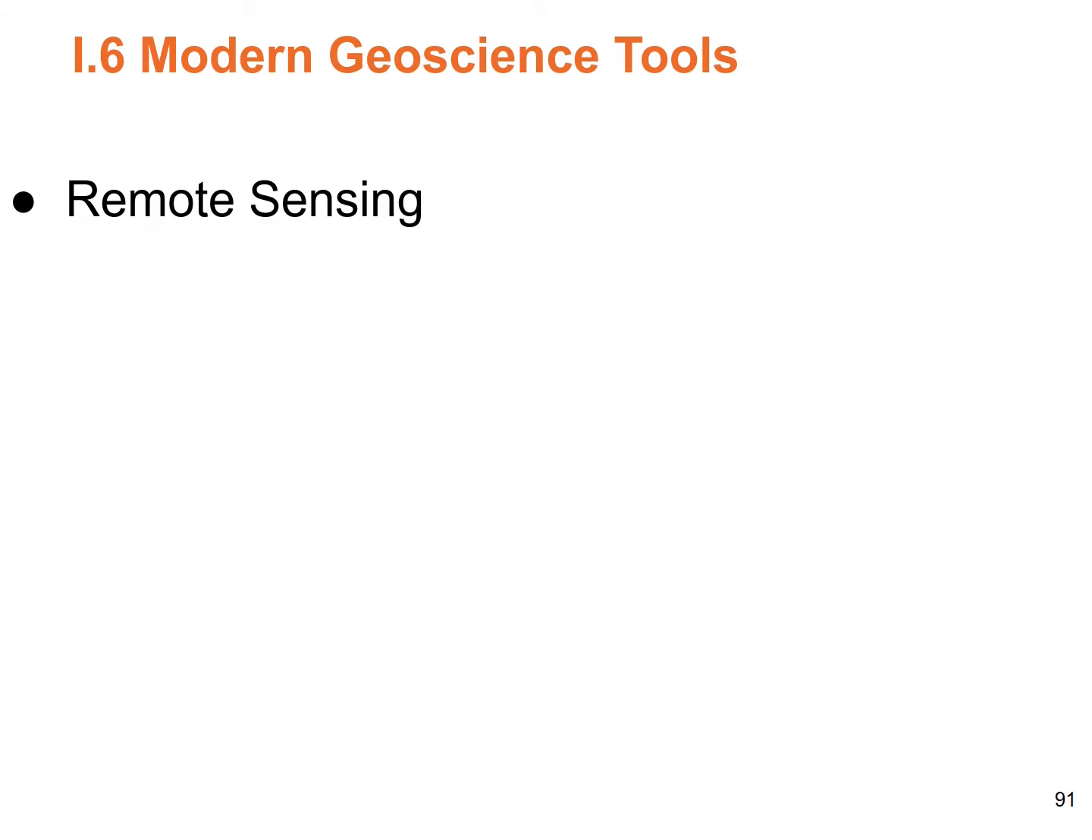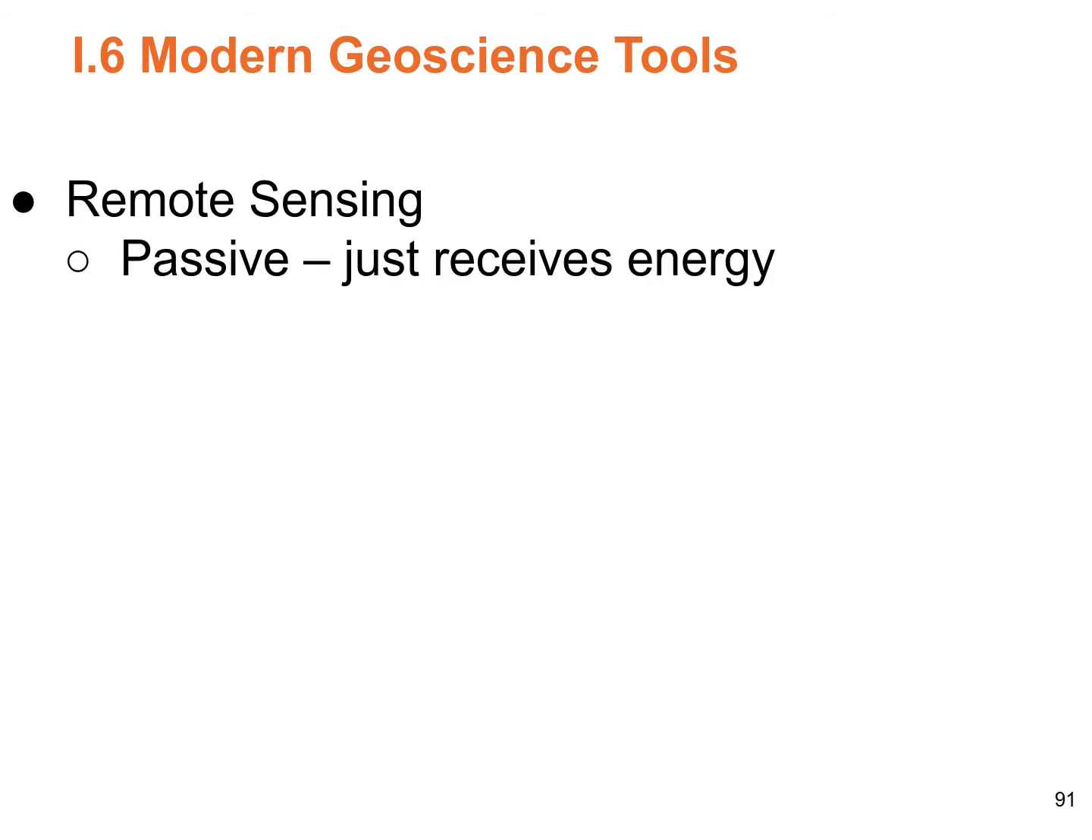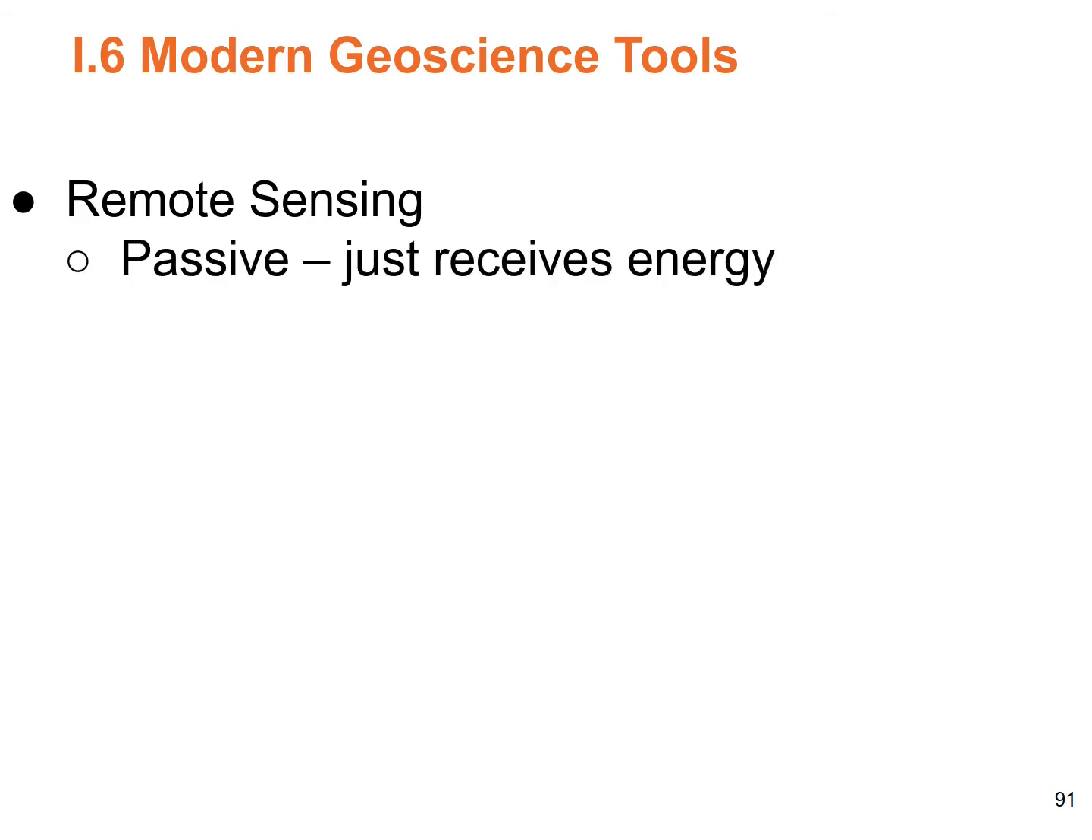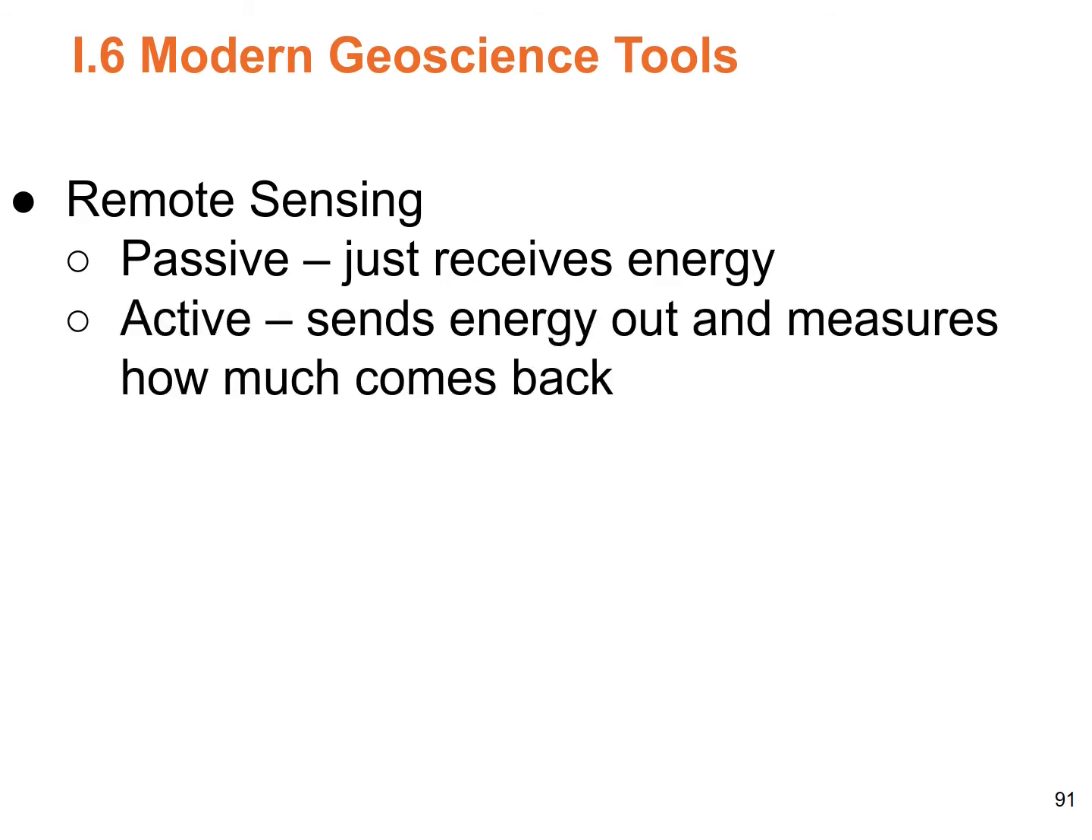Another modern geoscience tool, remote sensing. I've put up a couple links to remote sensing sites. The most recent example would be the fire maps that we've been seeing. So those are all remote sensing. They're all passive. So there's a satellite, it's orbiting Earth a bunch of times a day, and it's just receiving energy that Earth is emitting. And that's called passive remote sensing.